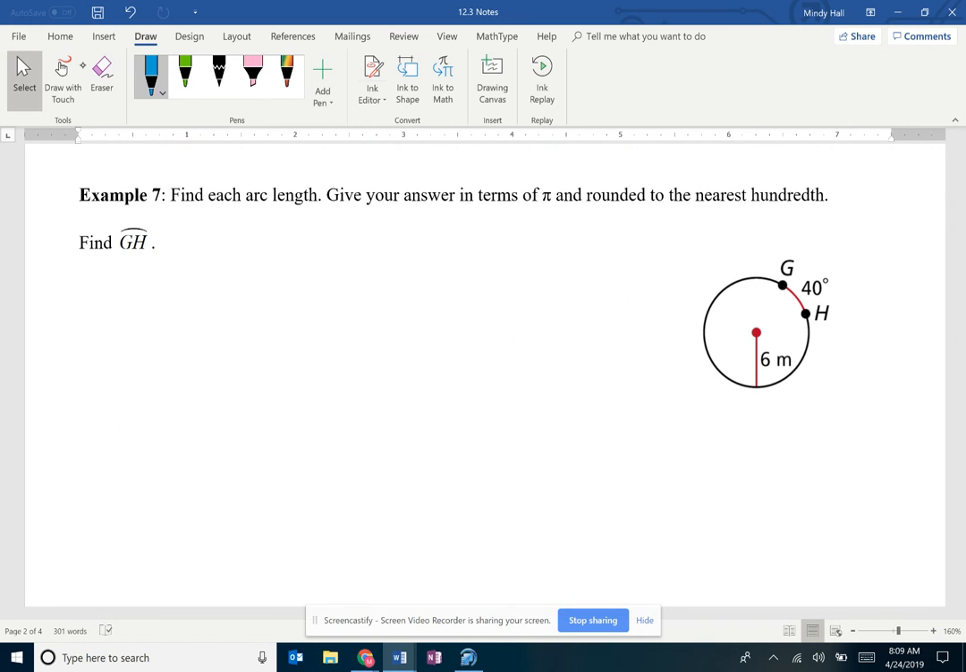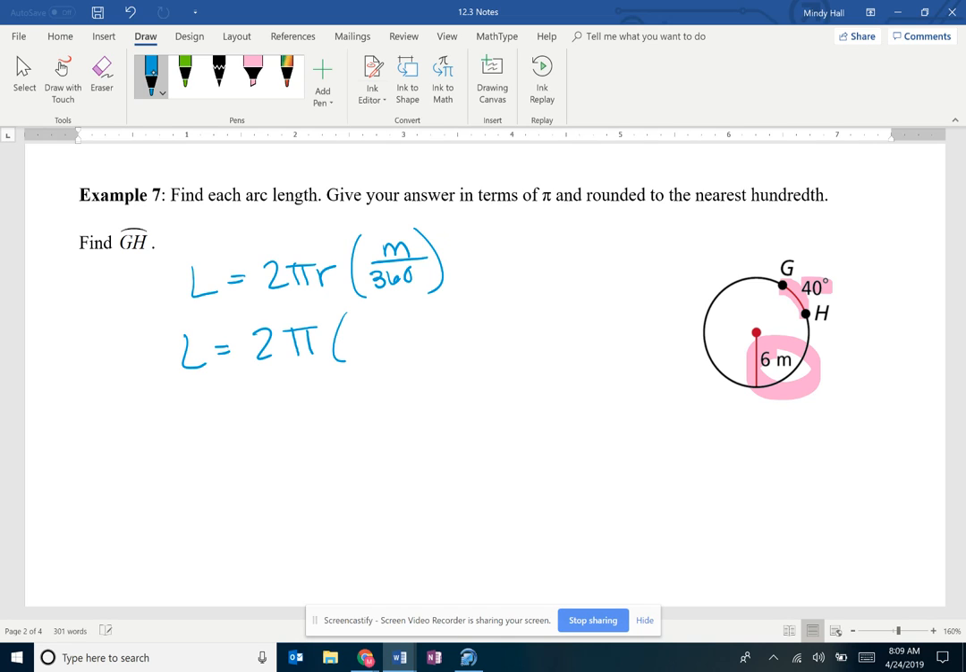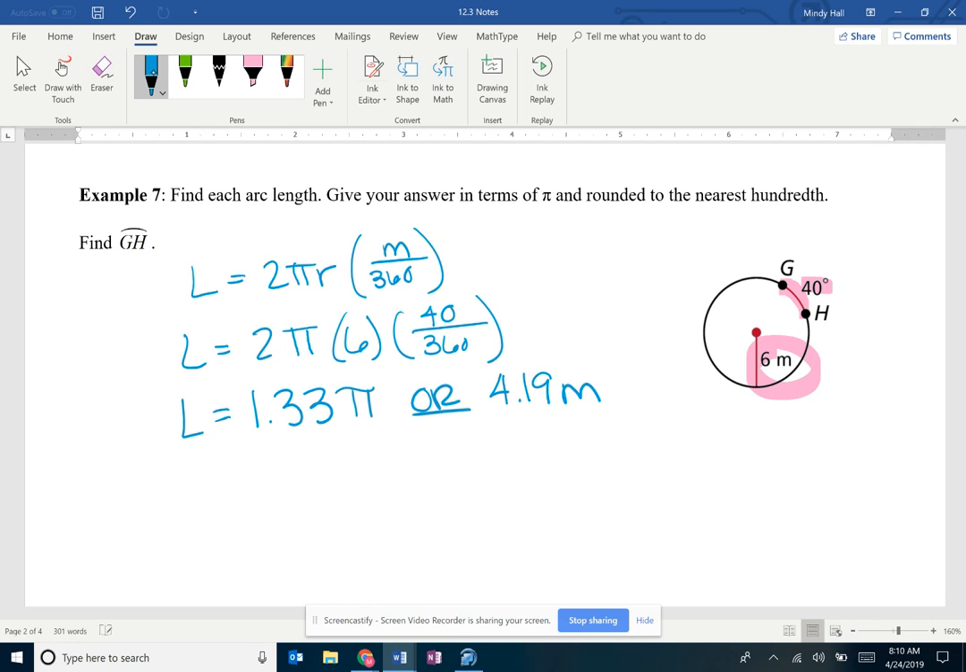Next one, we're going to find the arc length. Again, notice it is GH, so it's just this little minor arc again. Our radius is 6, and our degrees is 40. So length is 2 pi r times your degree measure divided by your total degrees. So 2 times pi, our radius is 6, and our arc measurement is 40 divided by 360. On the calculator, 2 times 6 times 40 divided by 360 gives you 1.33. Then you throw your pi back in there because we haven't multiplied it in yet. When you do multiply it in, it is 4.19 meters.